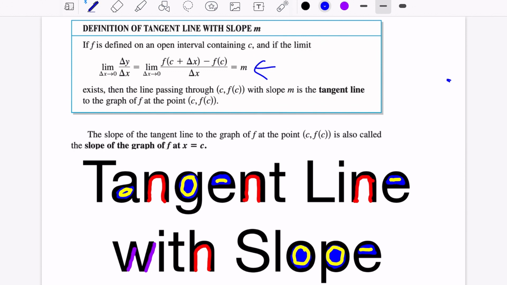But let's get to the problem. So first of all, the definition of a tangent line with a slope m. We're going to do this definition, and then at the end, I will work out a problem.